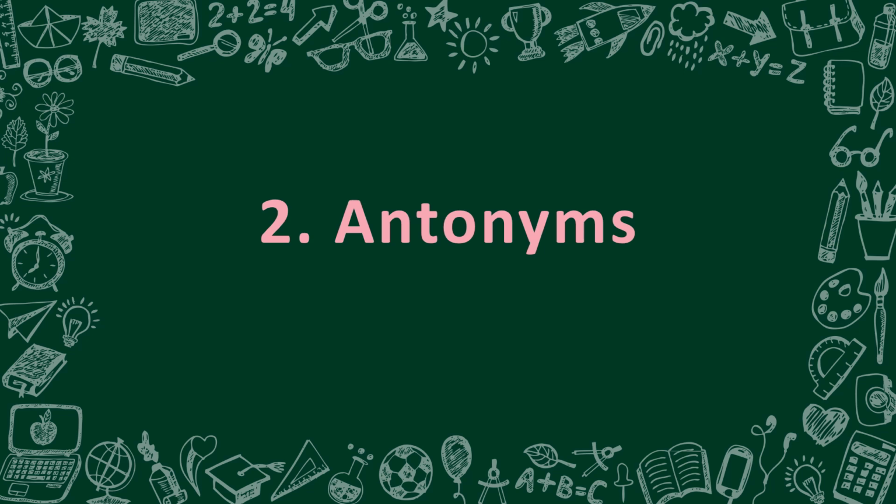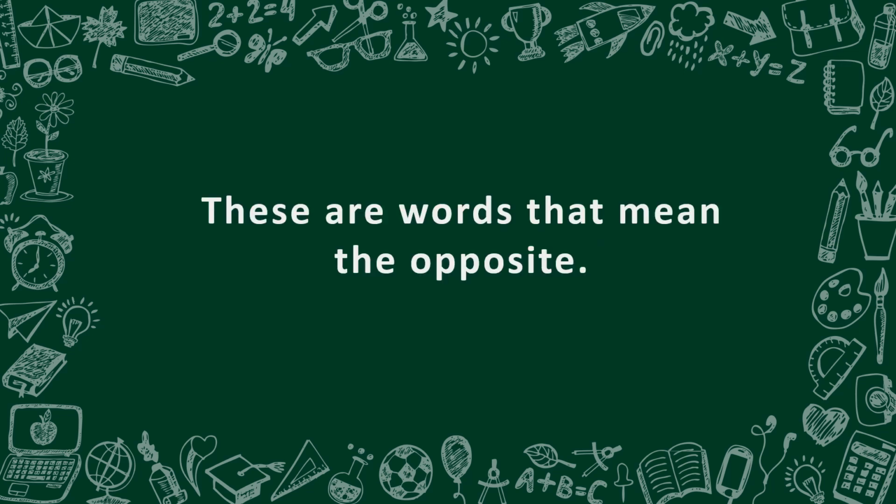Second type of analogy, antonyms. Antonyms are words that mean the opposite, and so antonym analogies consist of two pairs of opposites.